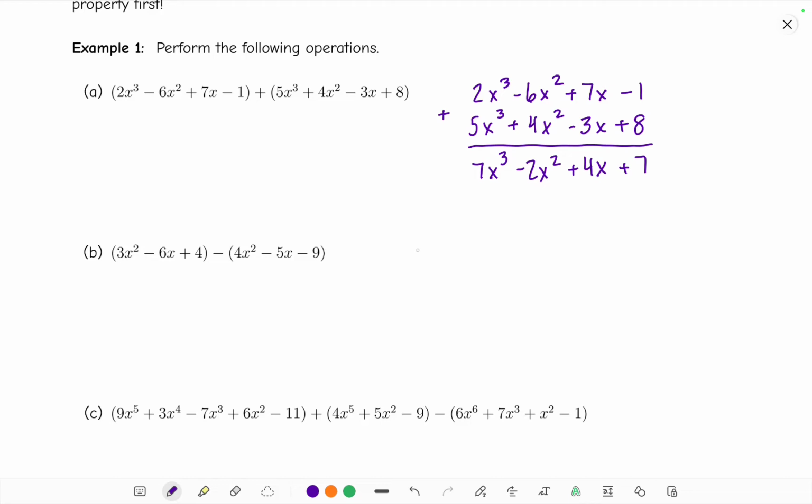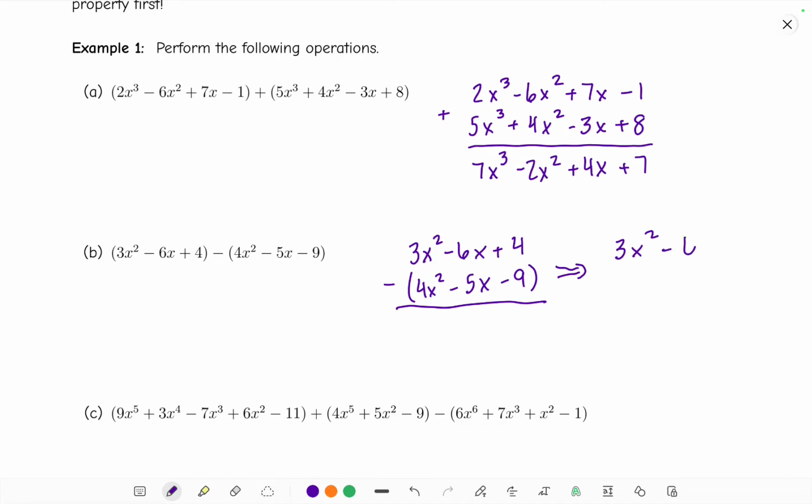Okay, B, 3x squared minus 6x plus 4 minus 4x squared minus 5x minus 9. So because we're subtracting here, I'm going to distribute the negative first so I don't make any mistakes, and that'll change the problem into addition. So 3x squared minus 6x plus 4 plus negative 4x squared plus 5x plus 9. Because when you distribute the negative, all the signs change. Then you go through and add.